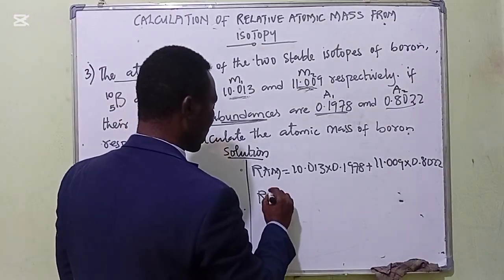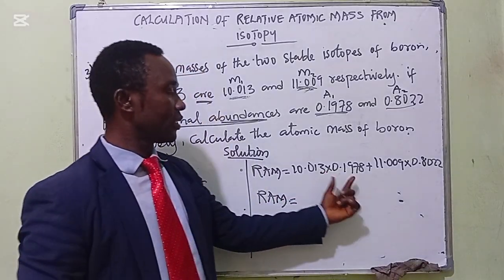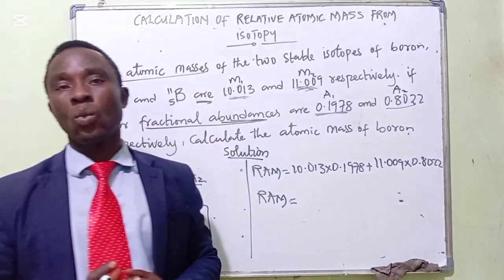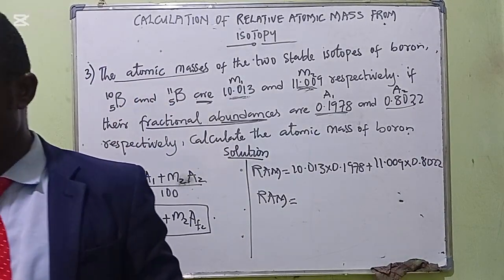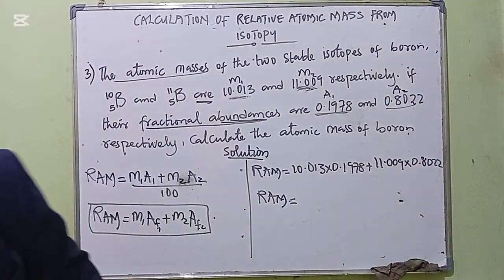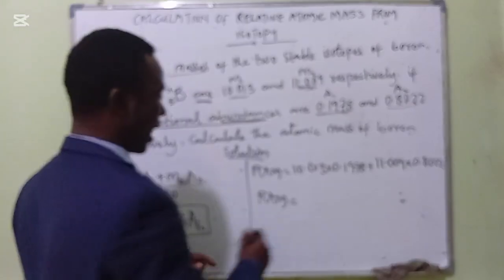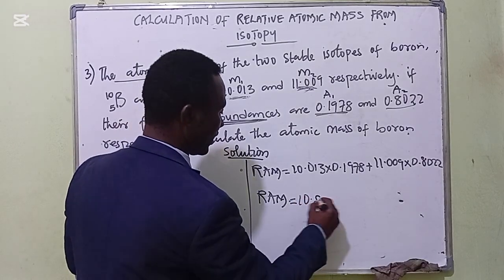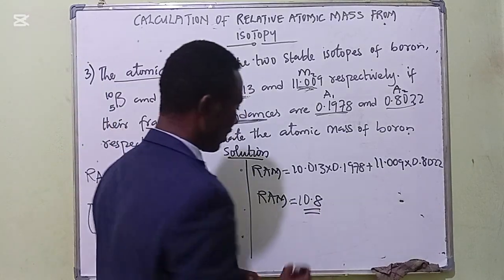Now in this case, our RAM will be equal to, you multiply this by this, and this by this, and when you add the two of them together, by calculator, we have 10.8 as the answer.